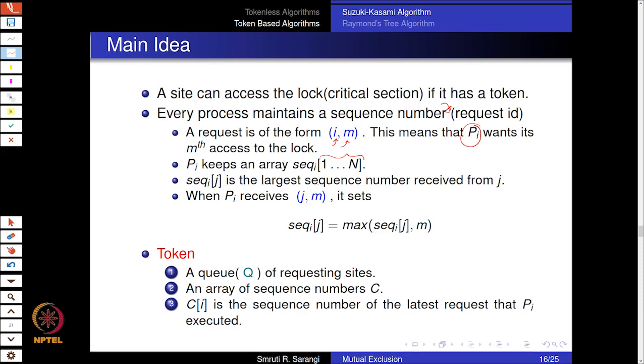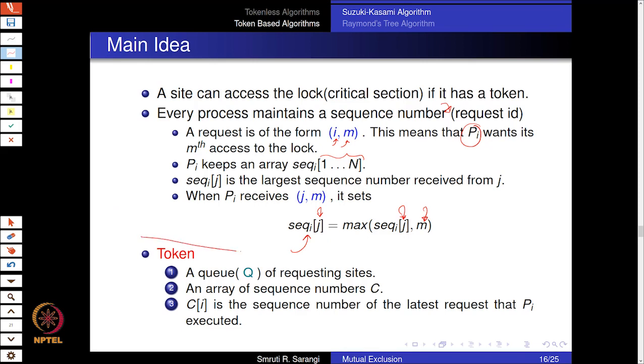So when Pi receives a message (j, m) from process j, what it basically does is akin to what we do in a vector clock. It sets the jth entry as the maximum of what it had and the value that process j is sending. Alright, so what is the idea? The idea is that you have a scalar clock, which is the sequence number, m in this case, and you have a vector clock, a sequence array.